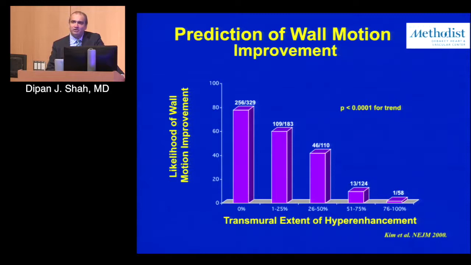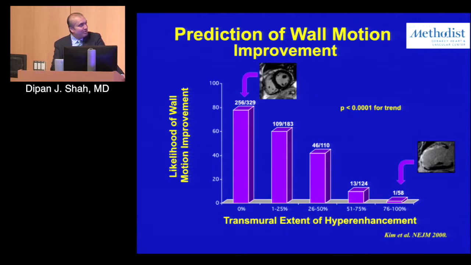And what was shown, in fact, was that for those segments that have no hyperenhancement, there's a very high likelihood of improvement in contractile function after revascularization. On the flip side, for those segments with more than 75% hyperenhancement that we would say is transmurally infarcted, there was essentially no likelihood of improvement in contractile function. So we have a technique now which we can use to not only identify the presence of myocardial infarct, but also to predict the likelihood of improvement in contractility after revascularization.